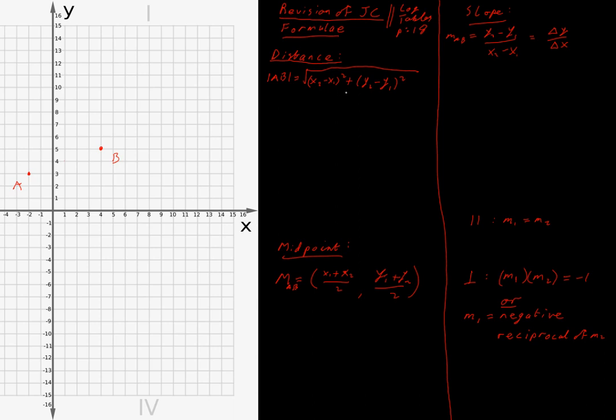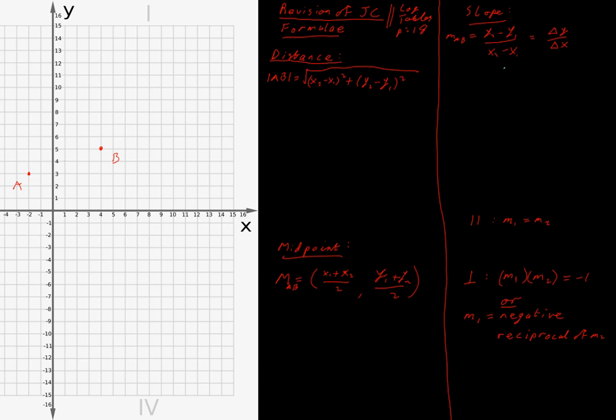Hello, today we are going to be practicing our coordinate geometry and we are going to be revising what we did with coordinate geometry in junior cycle. So we're going to start off by reading the coordinates of our points and then we're going to apply 3 of the formulae that we used in coordinate geometry in junior cycle.